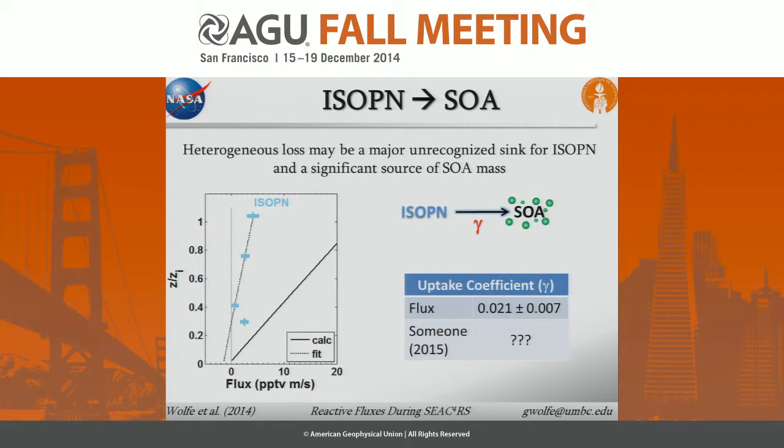Now, Paul Wennberg in his talk this morning estimated about 0.04. Okay, so there's a little difference there. But this is really fast. If this is true, this is the dominant sink for isoprene nitrates. Okay, its lifetime is a quarter of what it is for the gas phase losses. And it's potentially a significant source of SOA mass from isoprene in this environment.